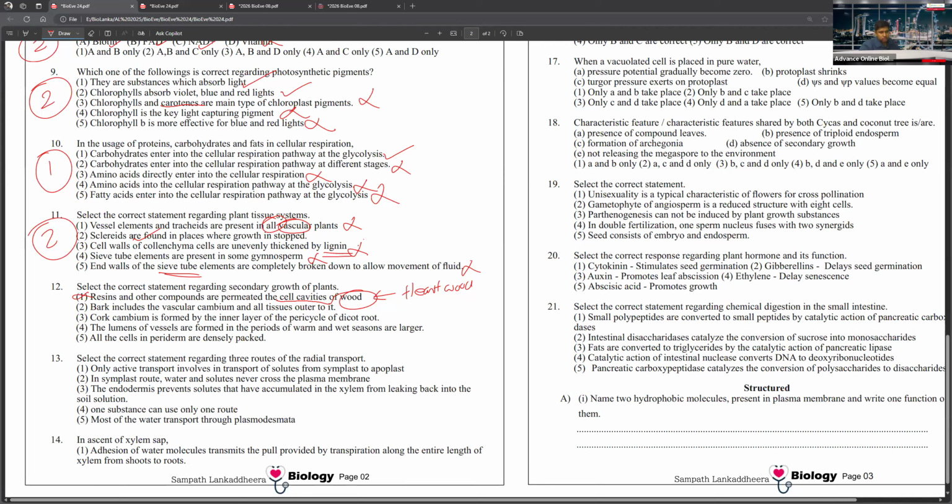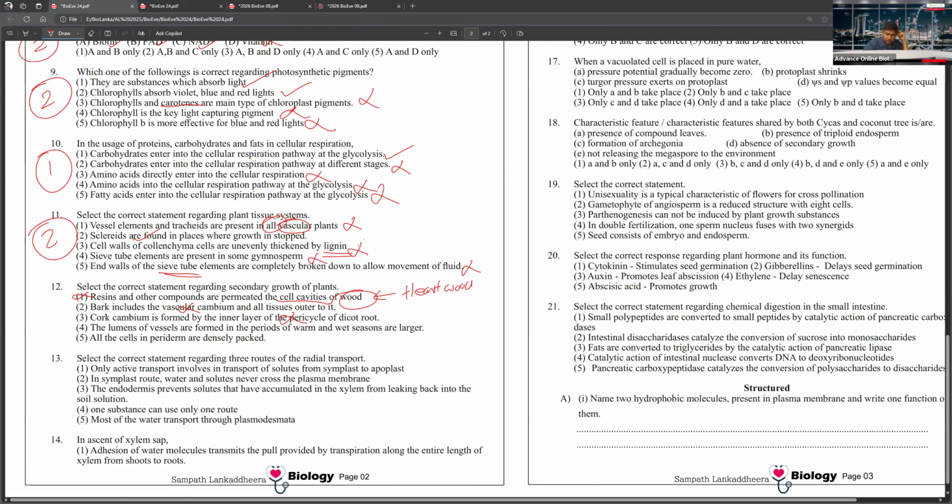Bark includes the vascular cambium and all tissues outer to it. No, bark excludes the vascular cambium; it is all tissues outside the vascular cambium. Cork cambium is formed by the inner layer of the pericycle of the dicot root. Not the inner layer, the outer layer. Cork cambium and the vascular cambium both are formed by the outer layer.